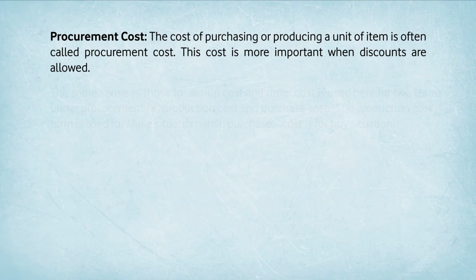Now we come to the procurement cost. What is procurement cost? The cost of purchasing or producing a unit item is called procurement cost. The cost is most important when discounts are allowed.